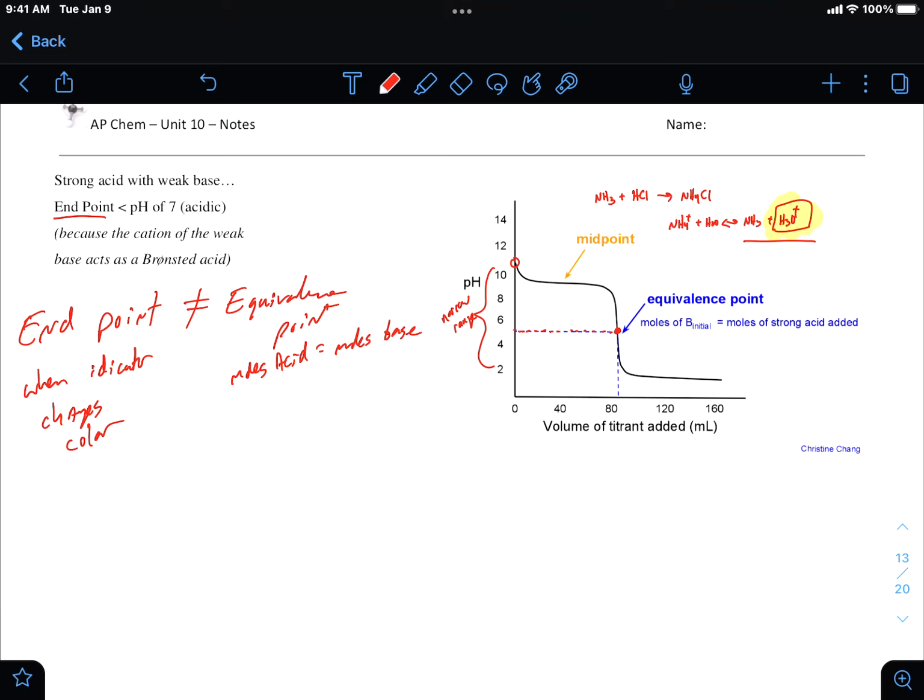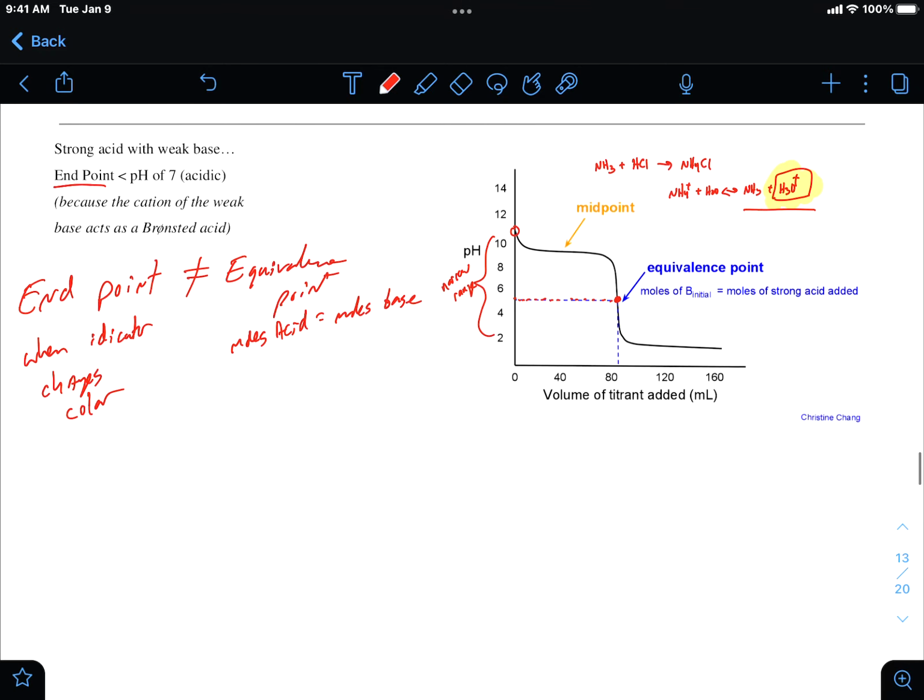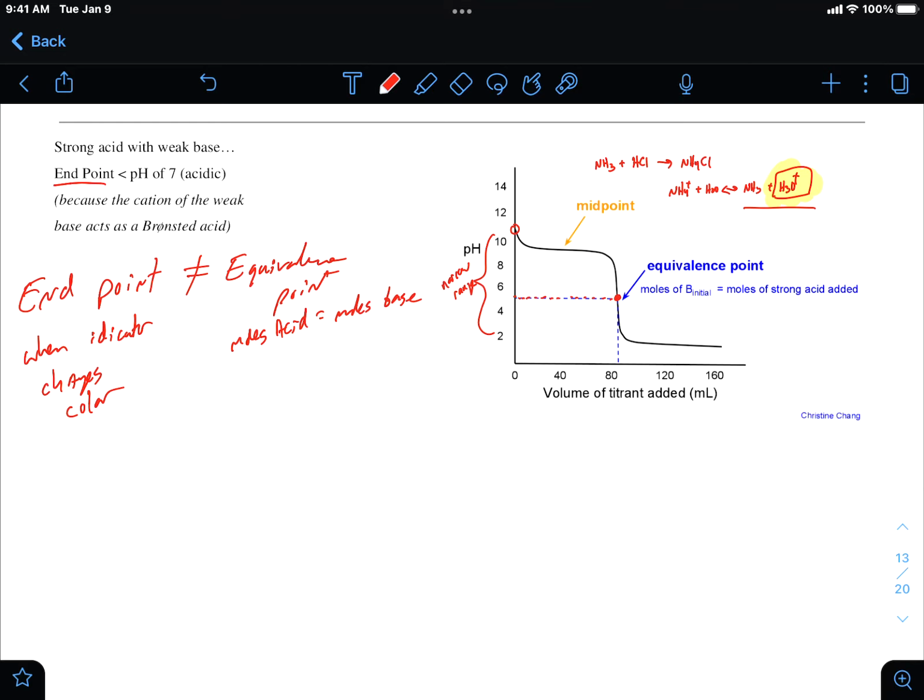So what's more important is the equivalence point. The endpoint is very qualitative. Endpoint, like, if you're using bromothymol blue, if you're using phenol orange, it changes. Okay.